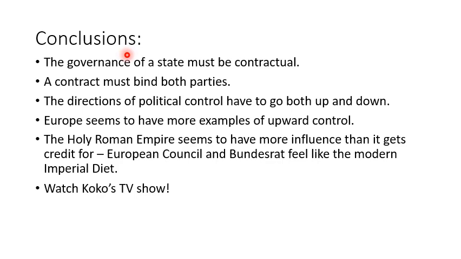So my conclusions are as follows. The governance of a state must be contractual, and a contract must bind both parties. And the directions of political control have to go both up and down. Europe seems to have more examples of upward control. And this is why I see these 4 lessons as the most important lessons in European history for all mankind. And the Holy Roman Empire seems to have more influence than it gets credit for. For example, the European Council and Bundesrat feel like the modern imperial diet.